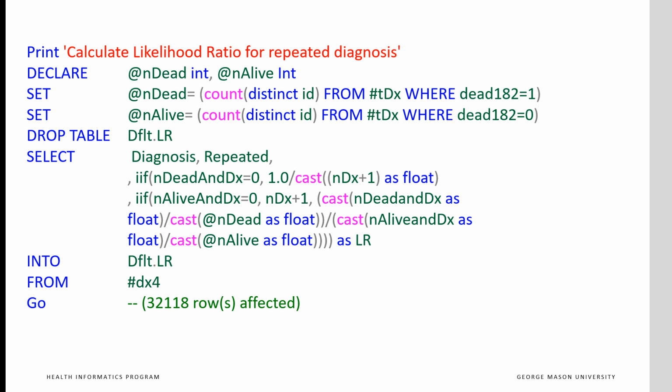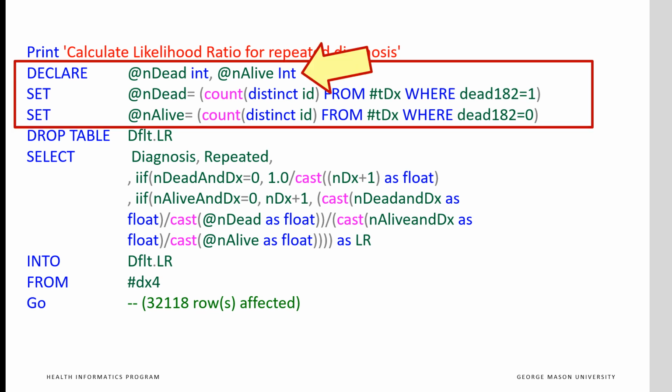In the steps shown here, we calculate the likelihood ratio for each repeated diagnosis. First, we calculate the totals. We start by declaring the totals as integer constants. Second, total dead is calculated where dead 182 is 1. Note that this count is for distinct patient IDs. Third, total alive is calculated where dead 182 is 0. This count is again for distinct patient IDs.